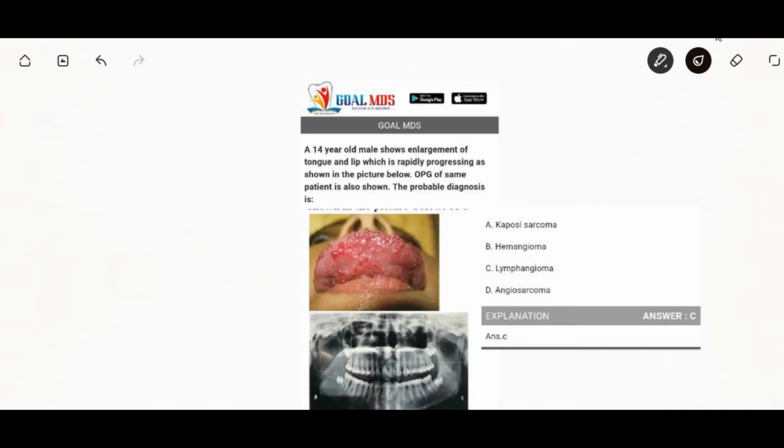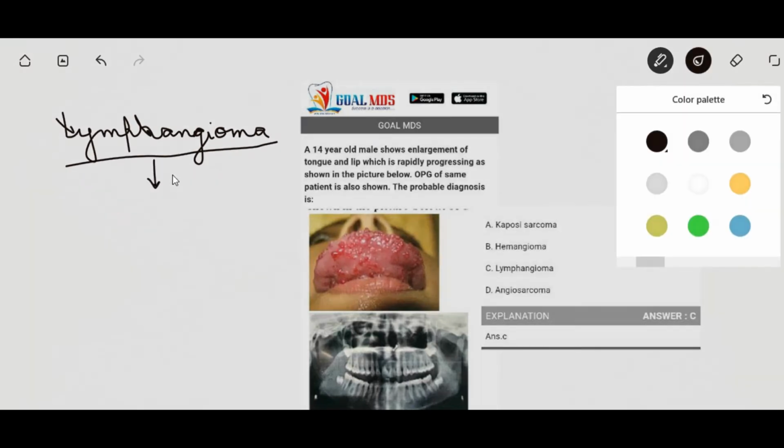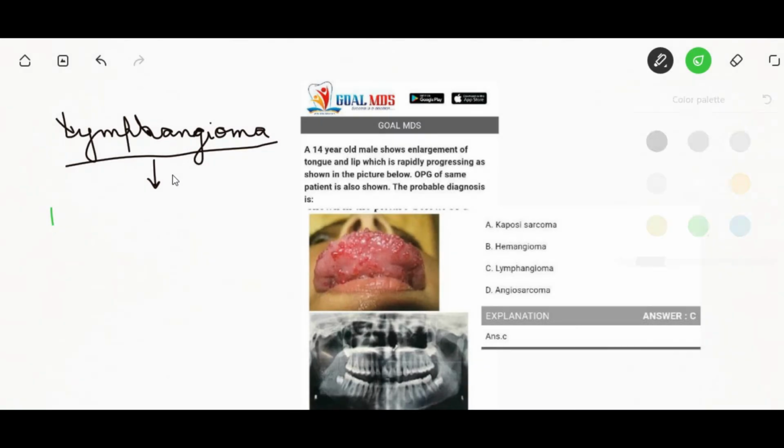A 14-year-old male shows enlargement of tongue and lip, which is rapidly progressing as shown in the pic below. OPG of the patient is also shown. The probable diagnosis is, the answer is lymphangioma. So what is lymphangioma? Lymphangiomas are benign hamartomas, tumor-like growths of lymphatic vesicles.